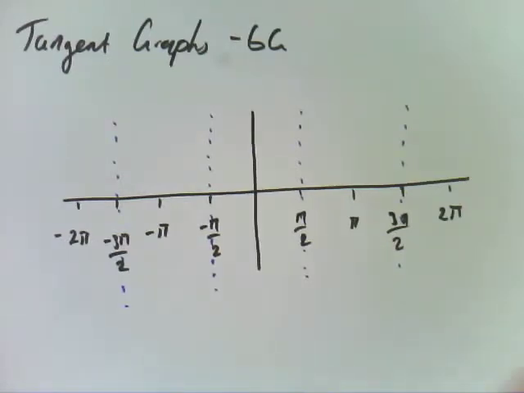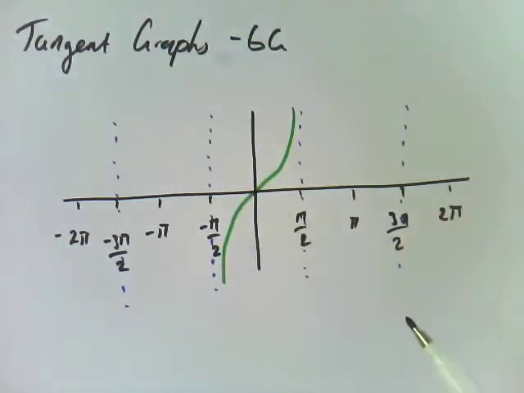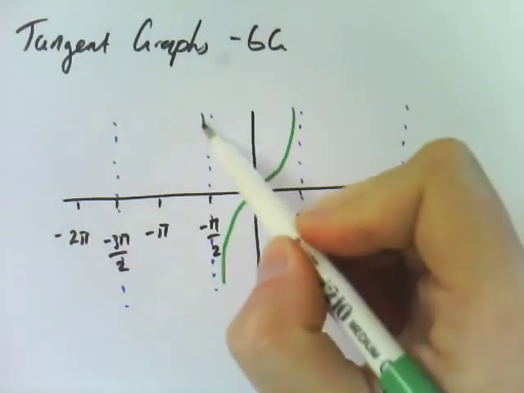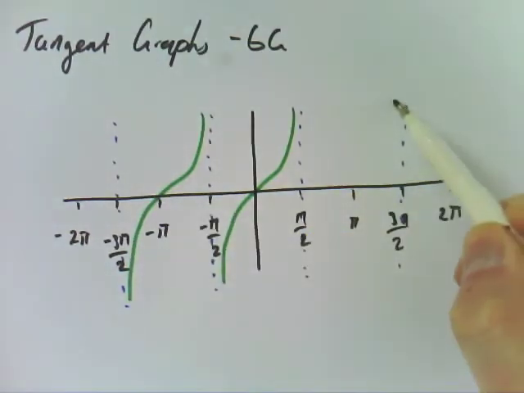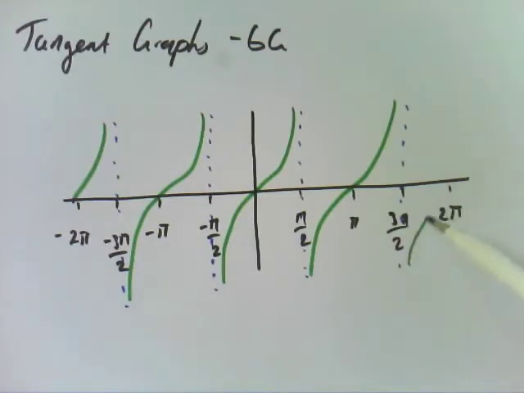Okay. Now it looks kind of like a cubic graph, and it repeats like that. So that's your standard tan graph, right? Asymptotes at pi on 2, 3 pi on 2, so it's every pi after pi on 2. Okay?